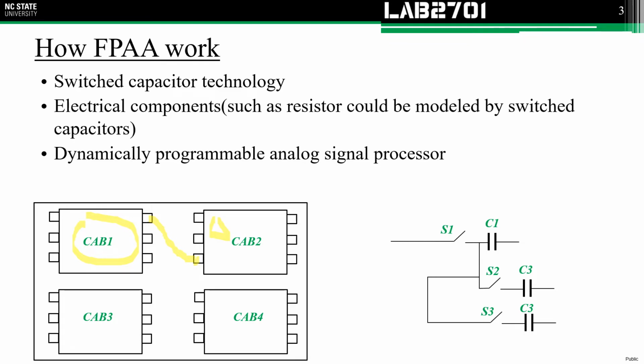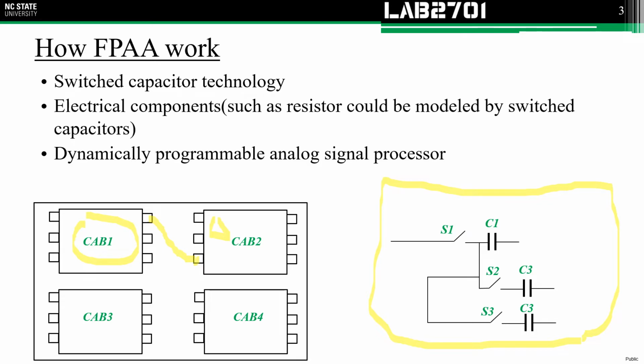Similarly, you have four different CABs, and each one of them has its own capacity. If you use up all of the capacity from all of the CABs, then you will not be able to add more modules to do more math operations. FPAA itself is based on switched capacitor technology. This is just a very simplified model.